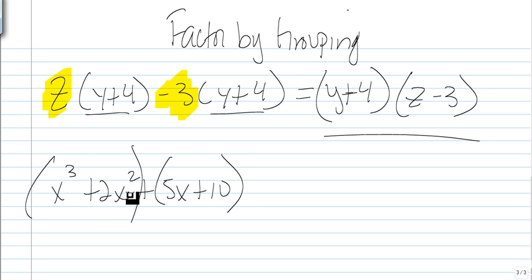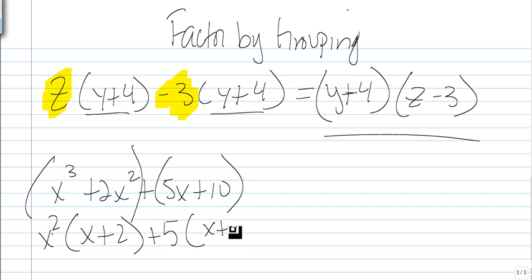So what's my GCF from this first group here? What can I take out? I can take out an x squared. When I take out an x squared, what do I have left over? Well, I have 1x plus 2. Okay, now let's look at my back group. What is my GCF? Between 5x and 10, they both have at least 5. I can't take out an x because the 10 doesn't have an x on it. So now let's divide both of those by 5. I have 1x plus 2.